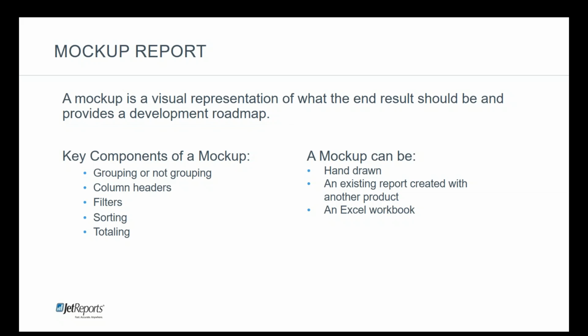I need to know, is this going to be a grouping report or a not grouping report? Or is it just going to be a list of things? Or do I need to break up a list of things by some other list of things? And maybe I've got multi-level grouping, right? So that's one of the first things I think about.